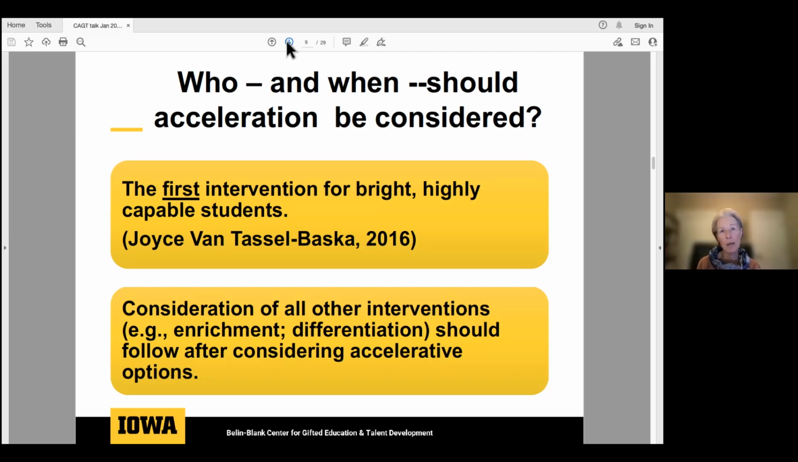But Joyce's perspective, and I agree with this, is that acceleration should be the first intervention that we consider for bright, highly capable students. And all other interventions should follow after acceleration has first been considered. And it also doesn't mean that acceleration precludes some of these interventions, such as enrichment or differentiation. And to me, that is such a profound statement. And it's a really profound way of thinking about this intervention that is different from the way we oftentimes have thought about it. So I would challenge you to think about that as well.